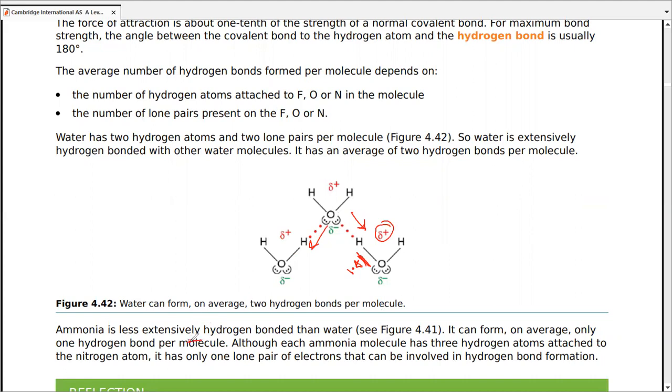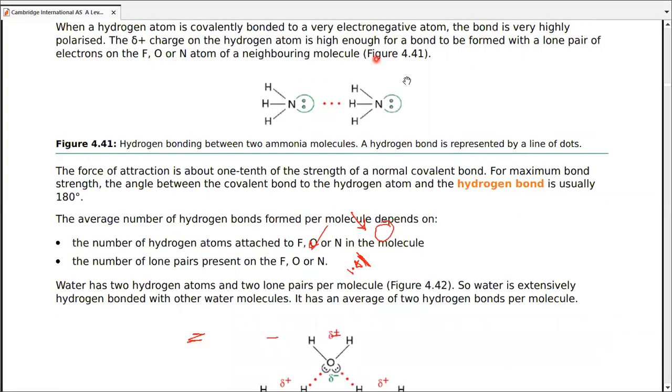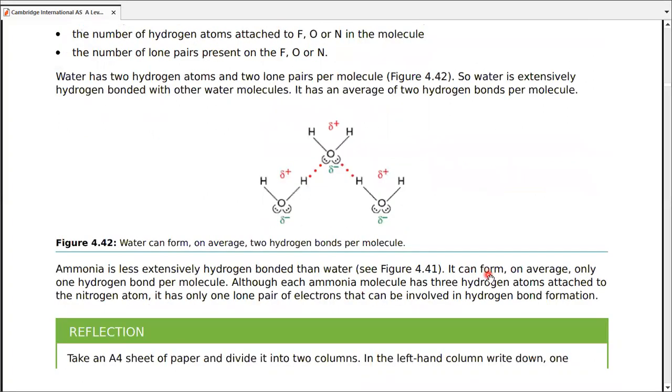Ammonia is less extensively hydrogen bonded than water. Why? Because there is only one lone pair in ammonia per molecule, as you can see, and in water there are 2 per molecule. So it can form on average only 1 hydrogen bond per molecule. Although each ammonia molecule has 3 hydrogen atoms attached to the nitrogen atom, it has only 1 lone pair of electrons available. Oxygen, since it has 2 lone pairs available, can make 2 hydrogen bonds.